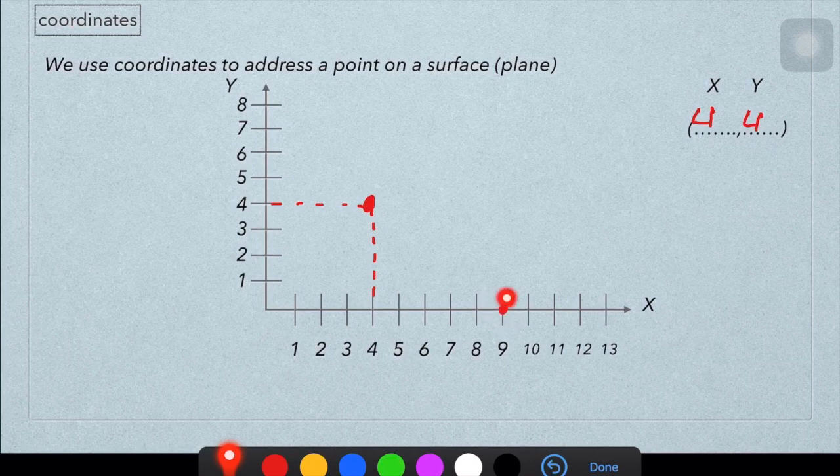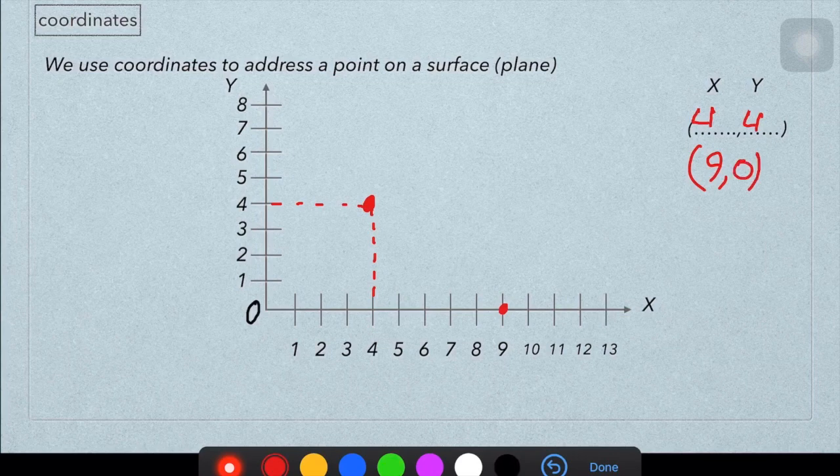Now, what about this point? According to what we studied, it will be x9. What about y? y 0. So it's going to be x9 and y 0.